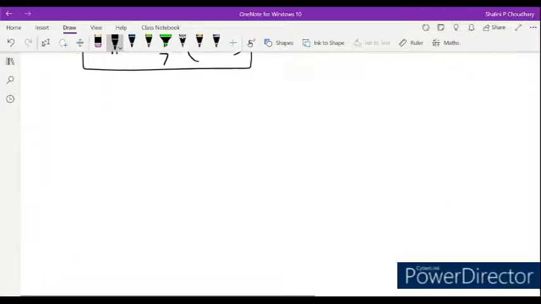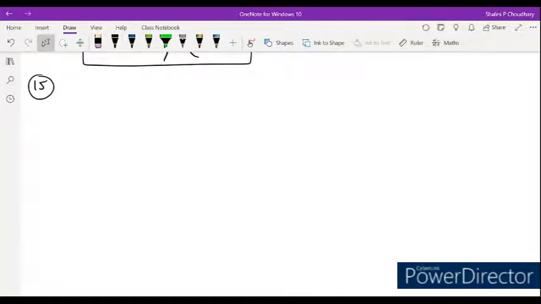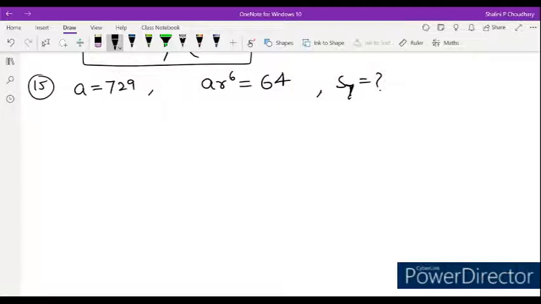Okay, now we'll move to question number 15. In this question, what we have to find out: given a GP with a as the first term, that is 729, and the seventh term is given. So A7 will be equal to a r to the power 6, that is equal to 64. Now we have to find out the sum of 7 terms.